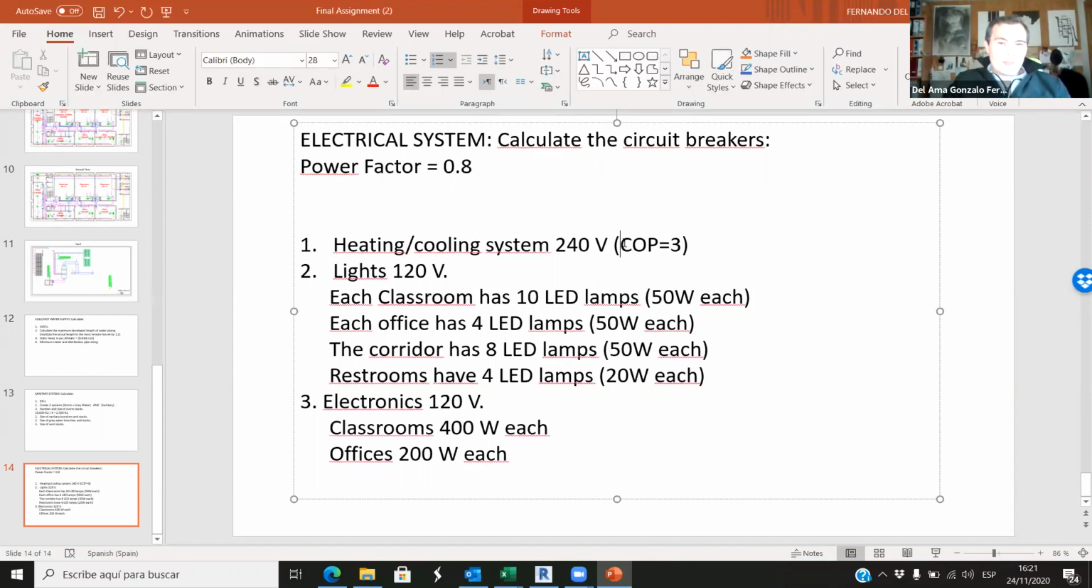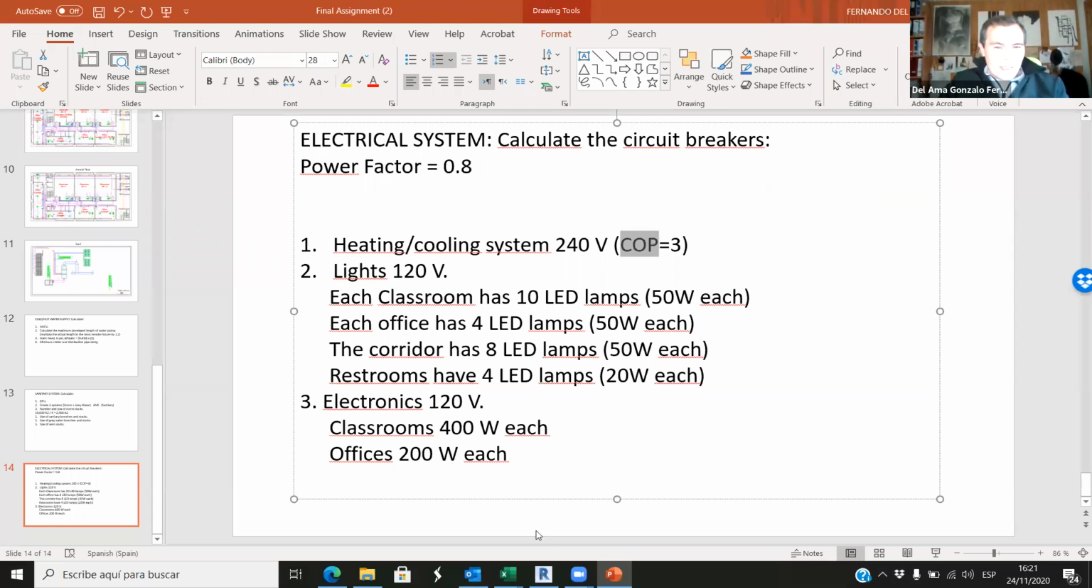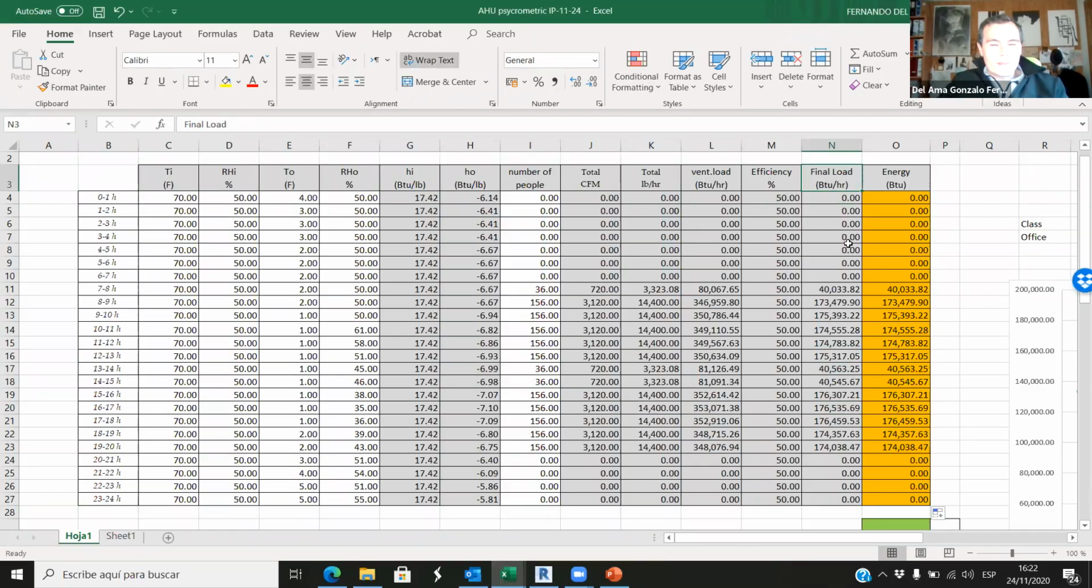You remember that we have two coefficients. We have the COP or we have the EER. With the COP, we divide watts by watts. With the EER, we divide BTUs by watts. Okay, so since we have this COP and this is in BTU per hour, we have to take the maximum first. We have to take the maximum value of this column, okay, because this is the maximum.